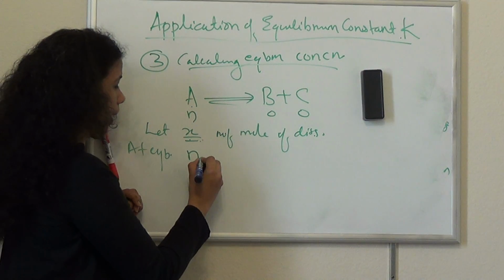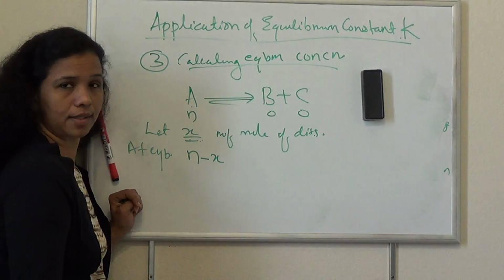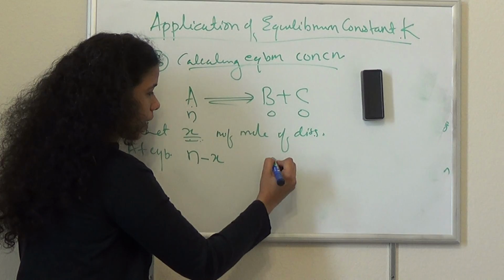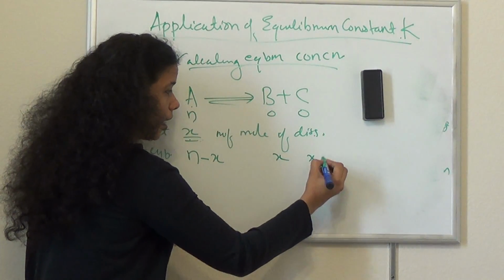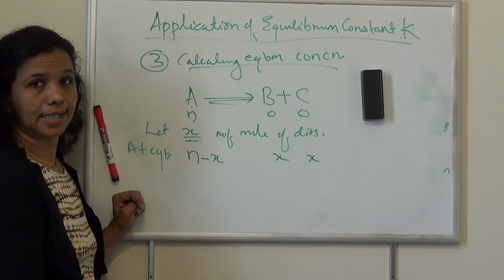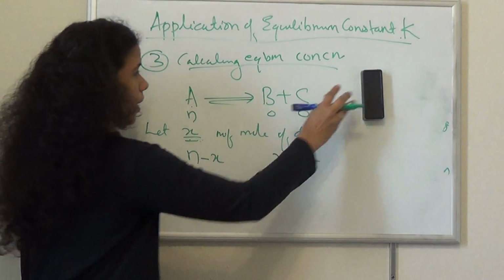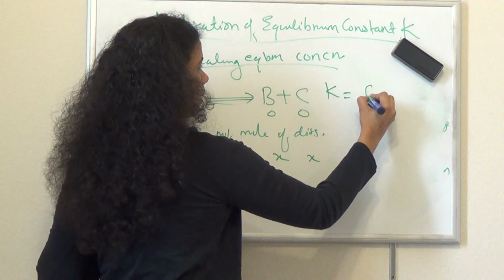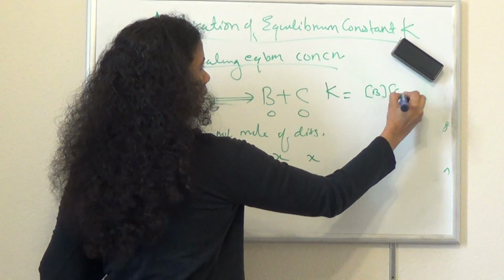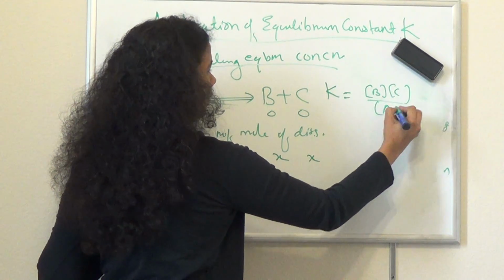Then remaining will be N minus X. And what is the concentration of B? That is X. And concentration of C, what is that? That is also X. Then at equilibrium we can write the equilibrium constant. K is equal to, now what is that? Concentration of B into concentration of C divided by concentration of A.